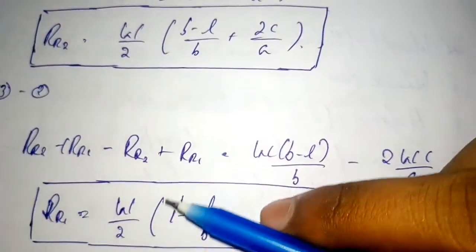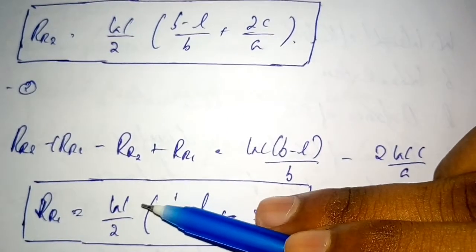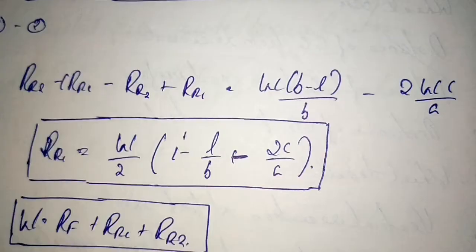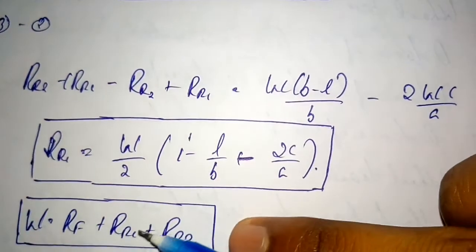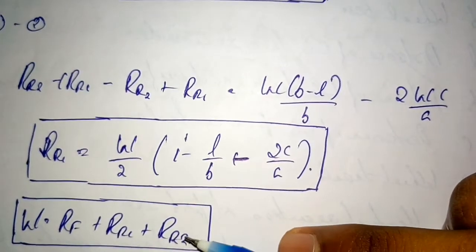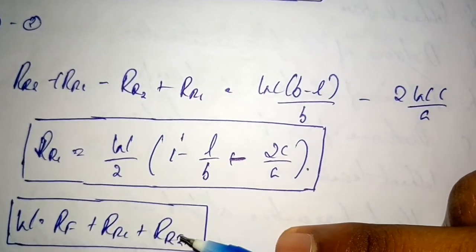From here we can write RR1 is equal to W by 2 into 1 minus L by B minus 2C by A. And the total weight of the vehicle will be equal to RF plus RR1 plus RR2. So we have found the distribution of weight for a three-wheeled vehicle.